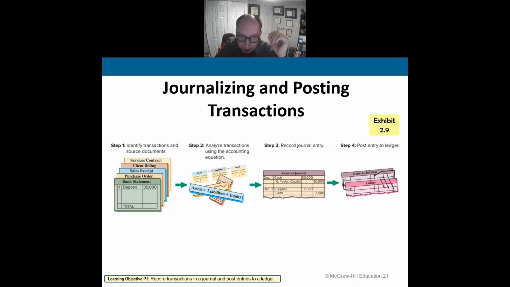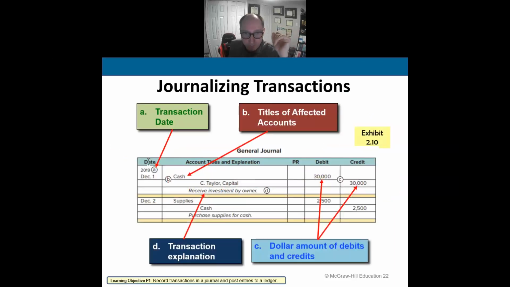The first step to recording a transaction is to identify those source documents. Those come from things like purchase orders, sales receipts, bills, contracts, bank statements. Those are our source documents. The second step is analyzing those source documents to the accounting equation. The third step is recording the journal entries. And the fourth step is posting those entries to the ledgers. And so we'll walk through each one.